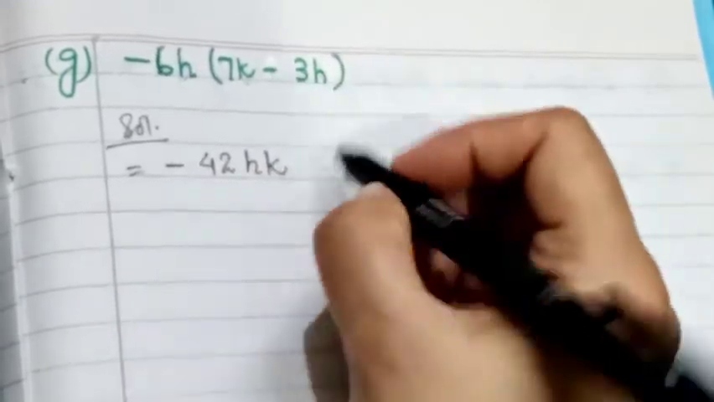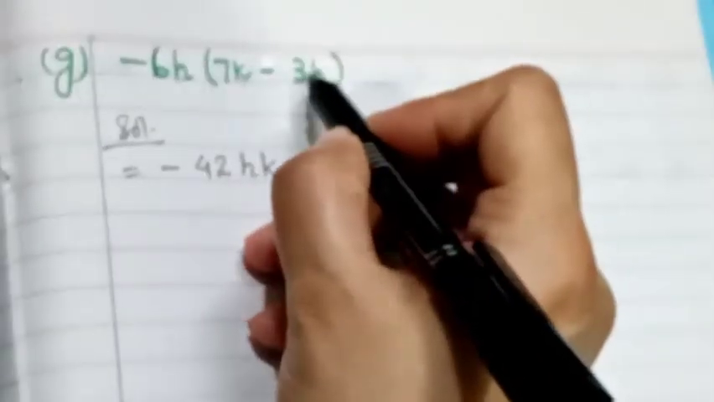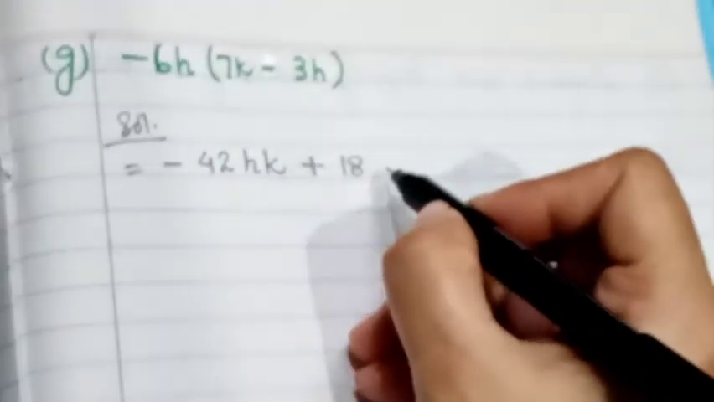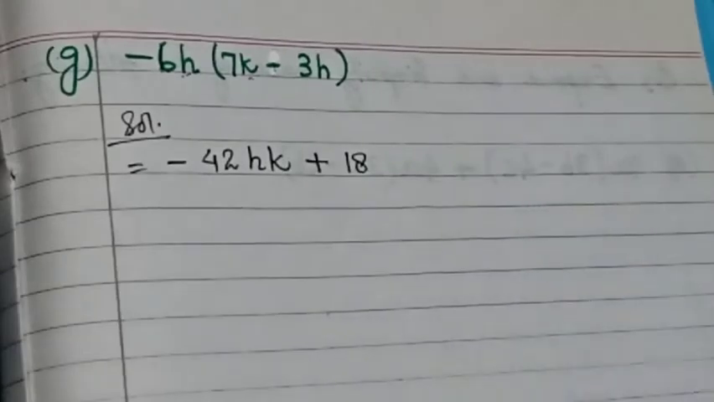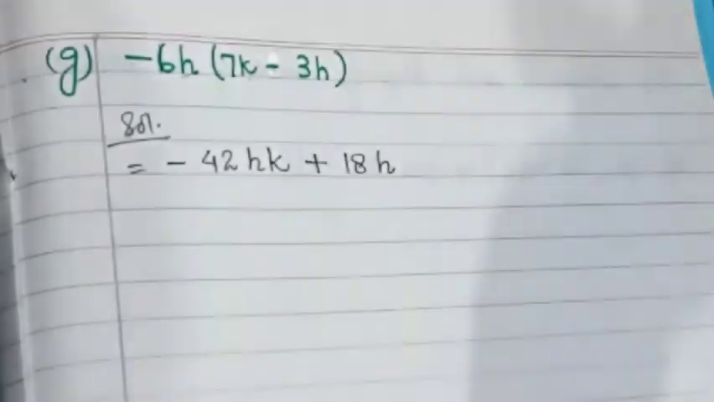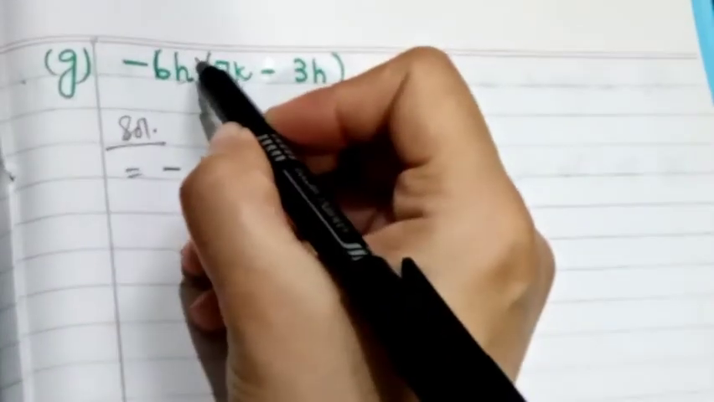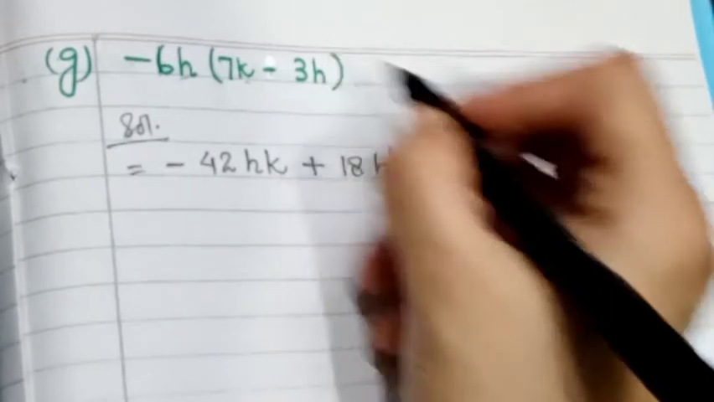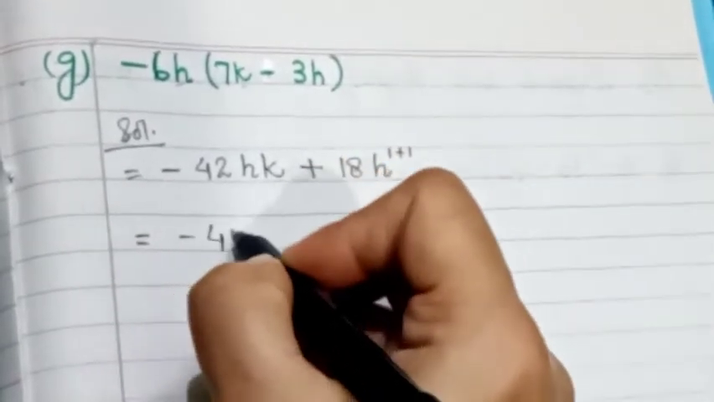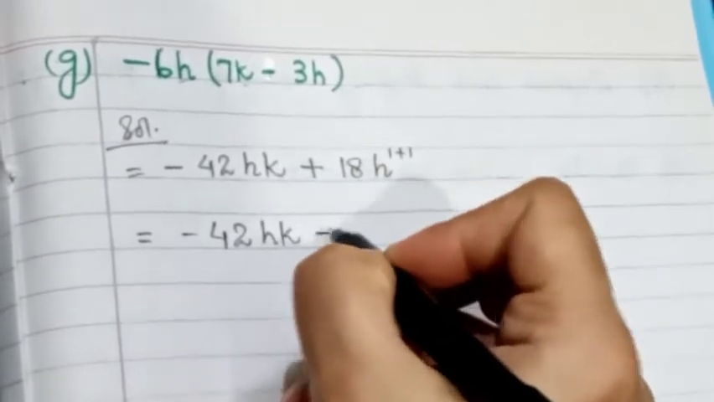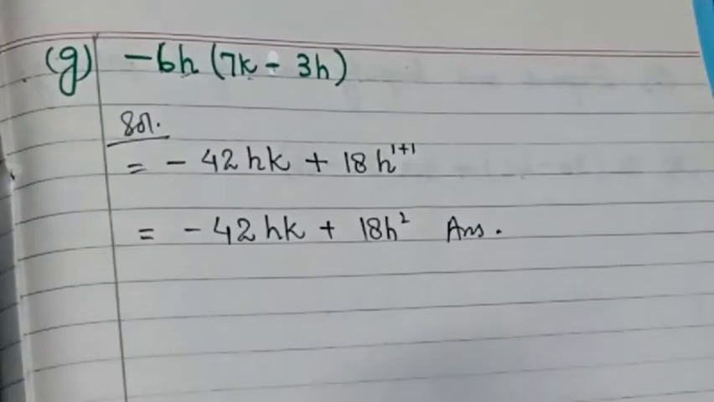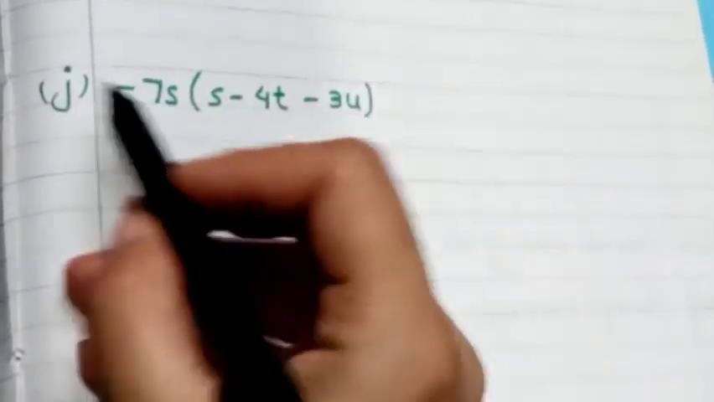So minus into minus means plus, and 6 into 3 means 6 3s are 18, and h into h means we have same bases, their powers will be added. We have power 1 here and power 1 here, so I have to write h raised to the power 1 plus 1. Okay, as we have power 1 on both sides. So minus 42hk will remain same, and here we have 18h square. This is our answer.